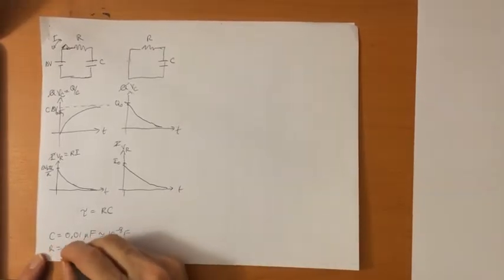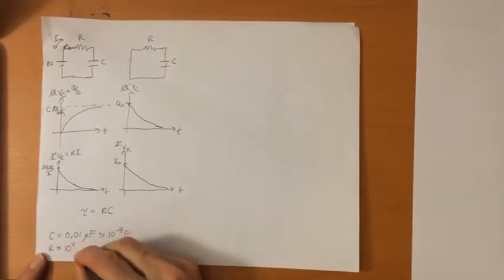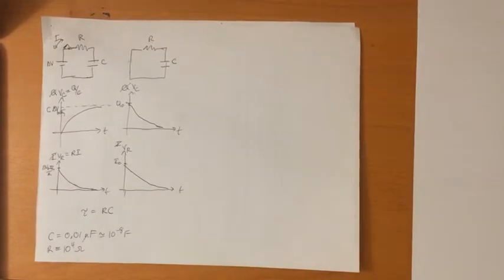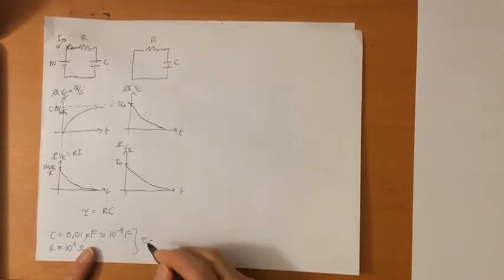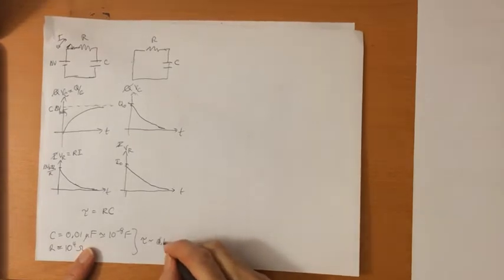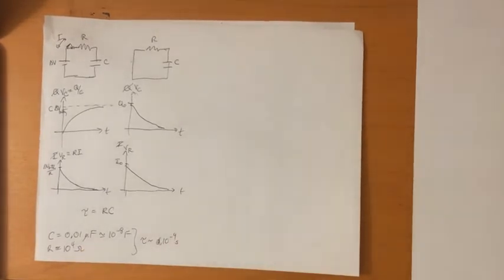The resistance is going to be on the order of about 10 to the 4 ohms. We have a variable resistor that we will hook up. If you put this together, then tau should be on the order of 10 to the minus 4 seconds. Now, this is important because this happens very quickly. This time constant is extremely short.